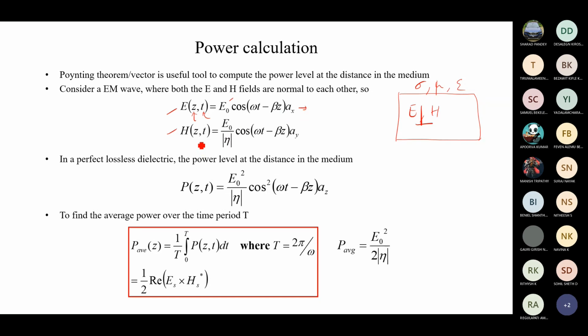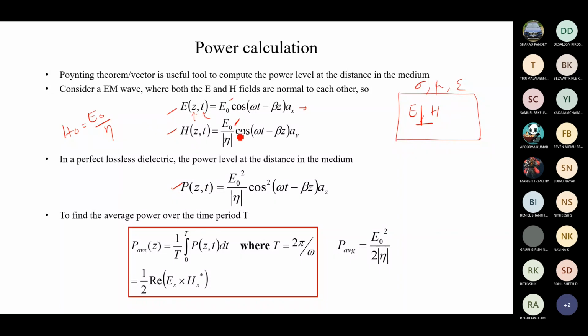And corresponding magnetic field, we know that the magnitude of the magnetic field will be nothing but the magnitude of the electric field divided by eta. So that is what is substituted here, and cos omega t. So when you divide both, you will get eta. And now we have to calculate the power. So in order to calculate the power, we are supposed to take the cross product of it.